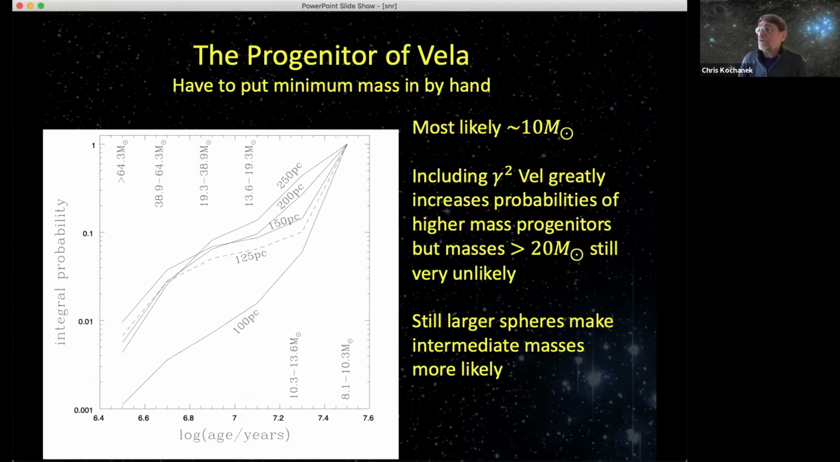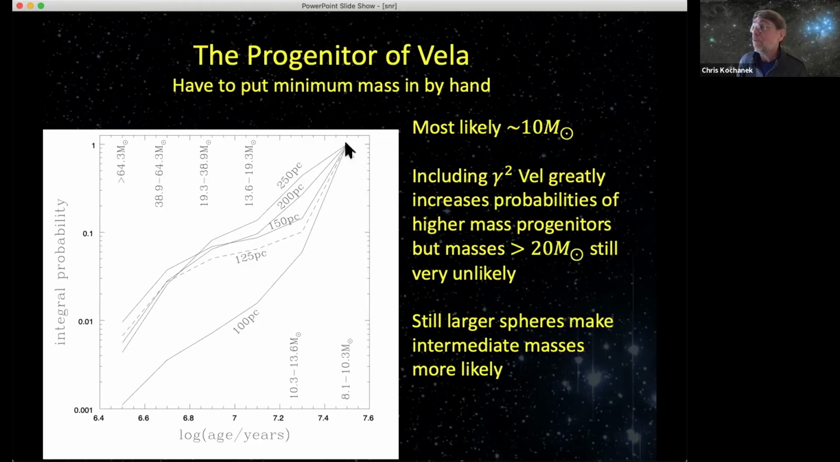Okay, so here's sort of the final answer. If I'm analyzing only a single supernova remnant, I can't tell you anything about the minimum mass for explosion. Okay, I just have to put that in by hand. And so for this purpose I just said that the lowest mass things that can explode are that 8 to 10 solar mass bin. And here now is the integral distribution of the probability of the ages of the stars which explode.